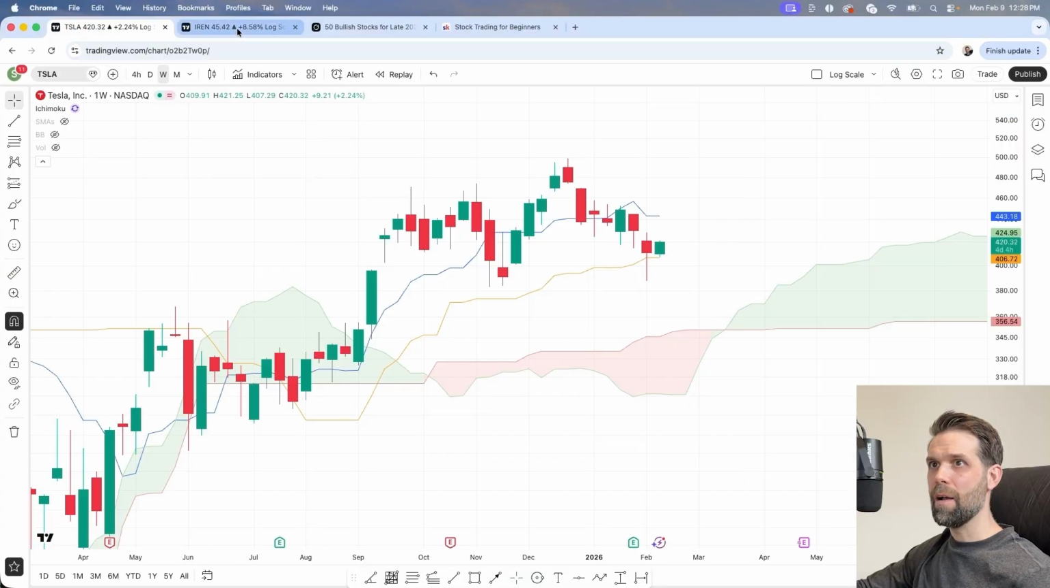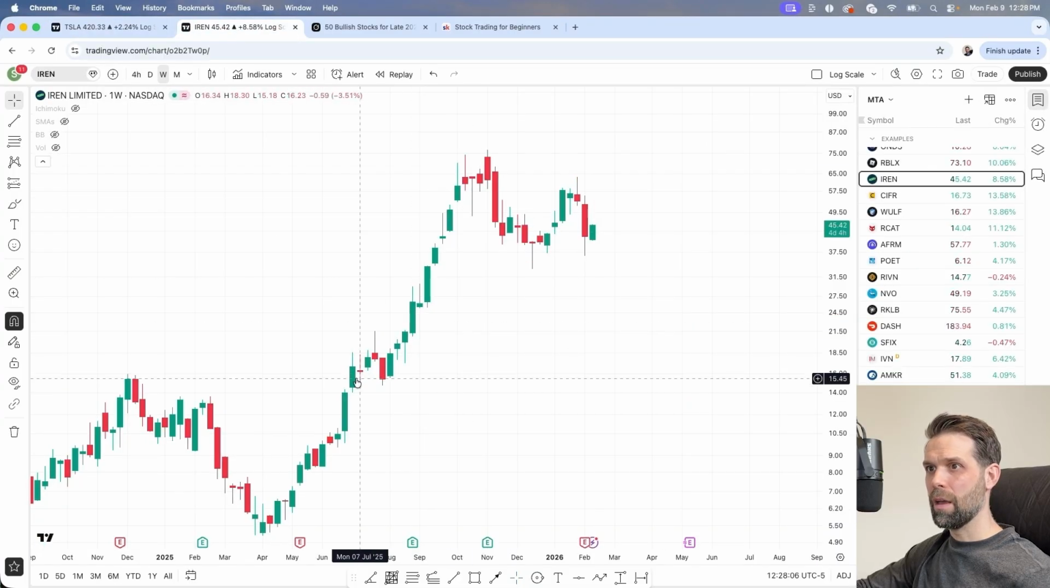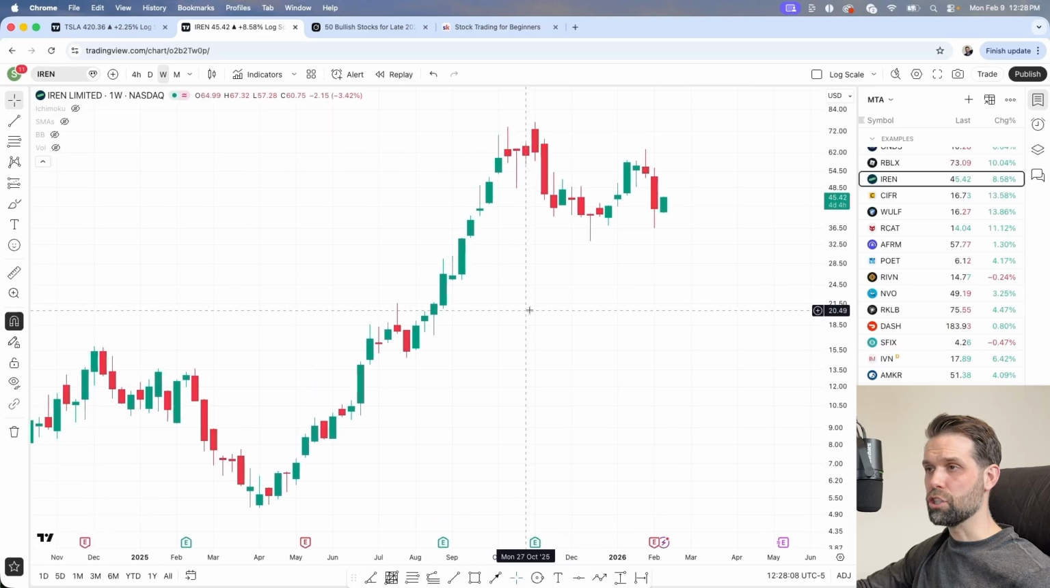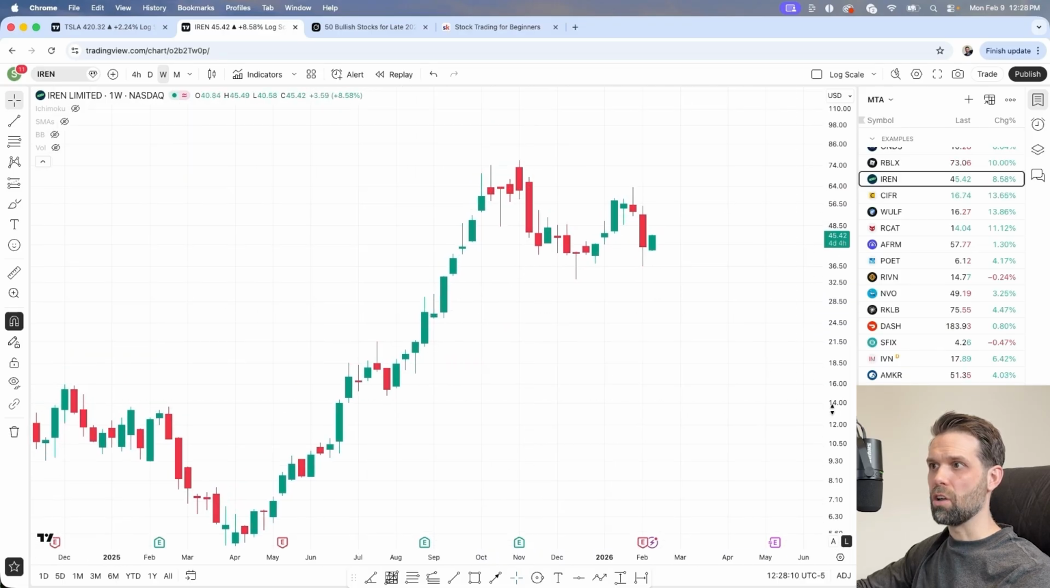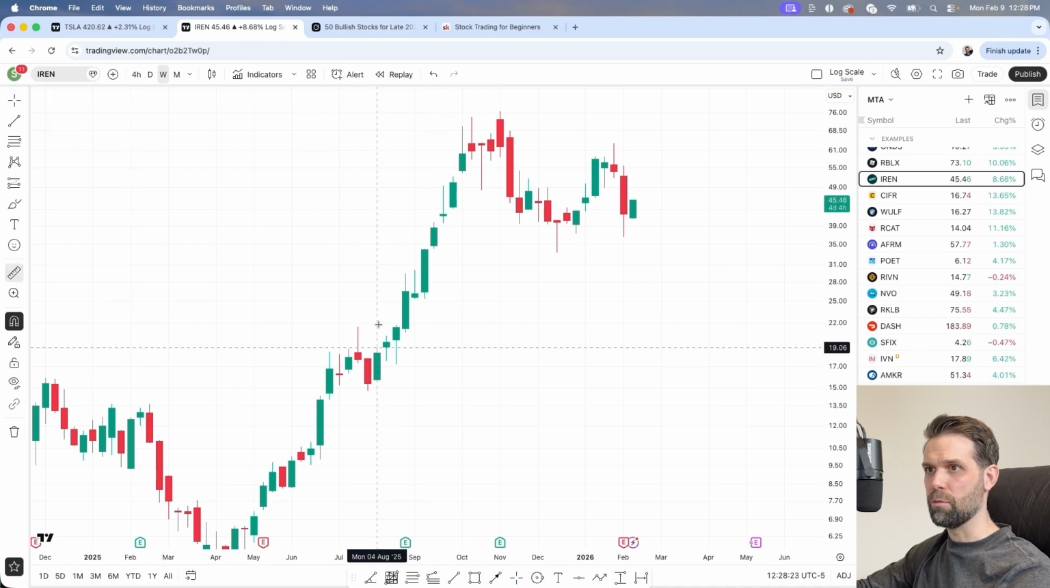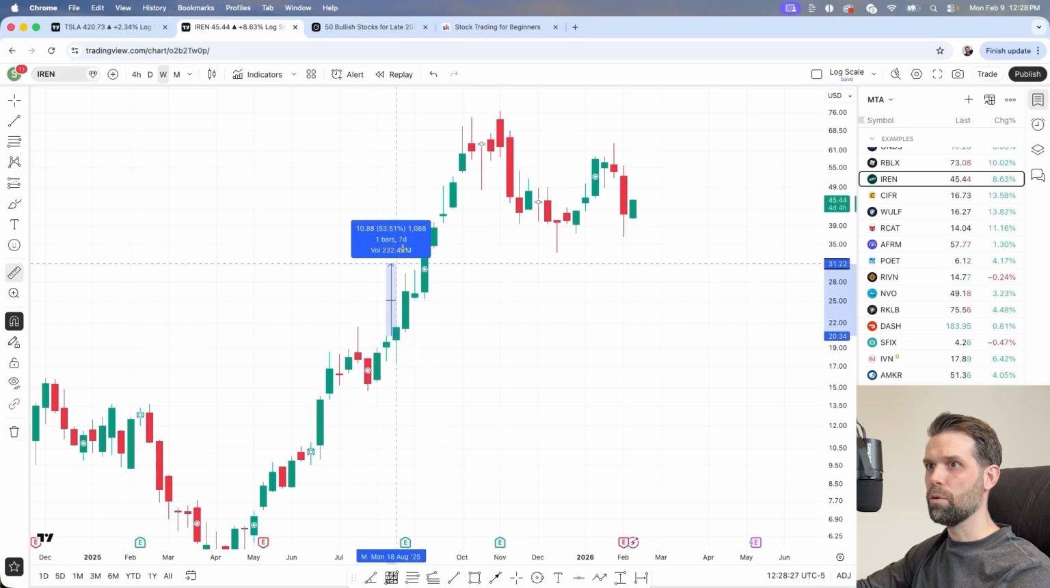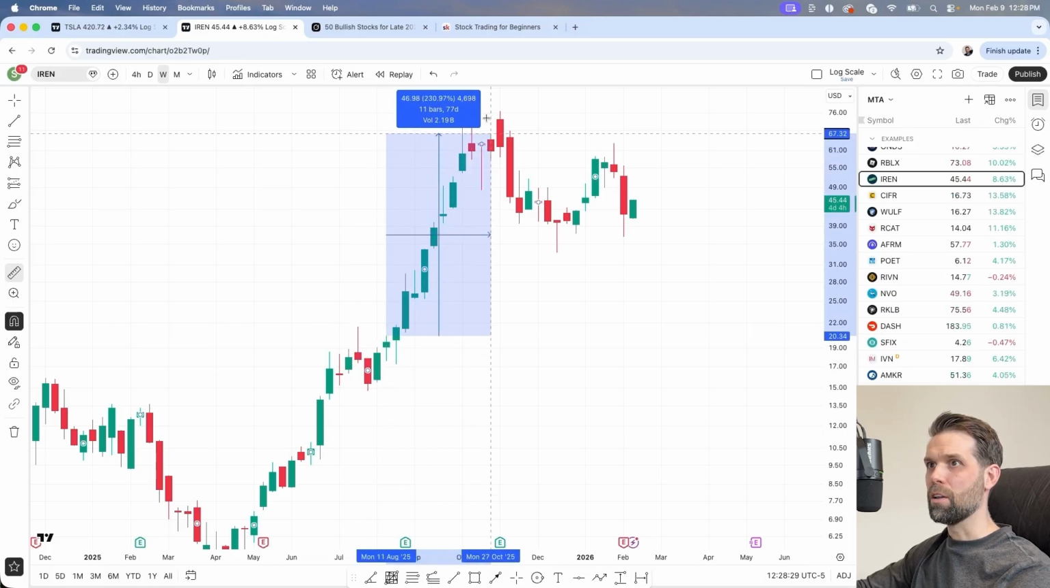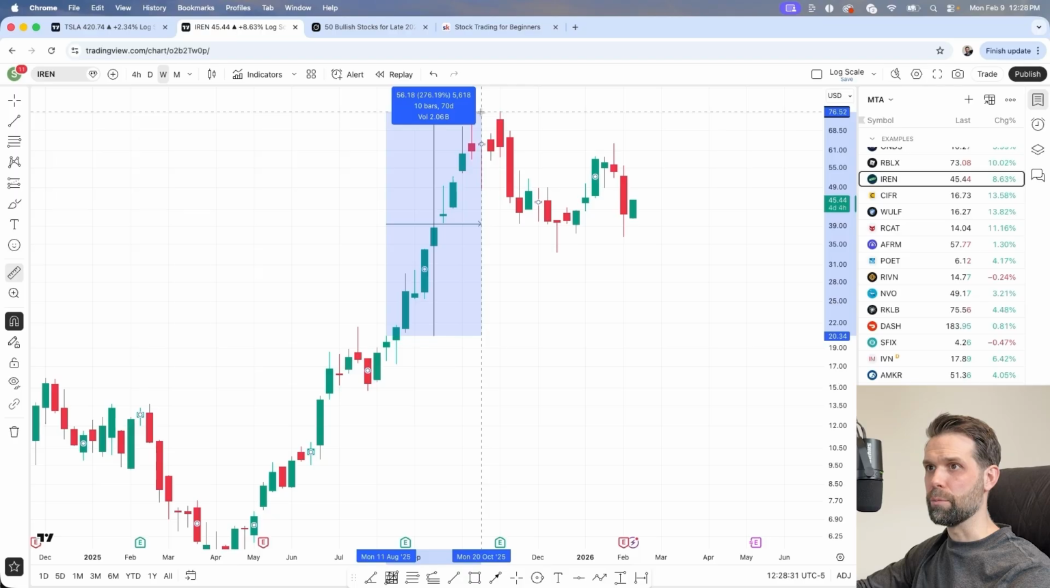So one stock that exhibited a big bullish breakout is this stock called Iron. If we look back in the summer of 2025, we can see we've got a huge run up with all these green candles. And if we look at some percentages, right around August 25 in this zone to the top here, the stock's gone up over 200%.